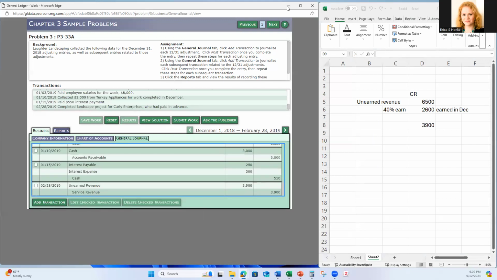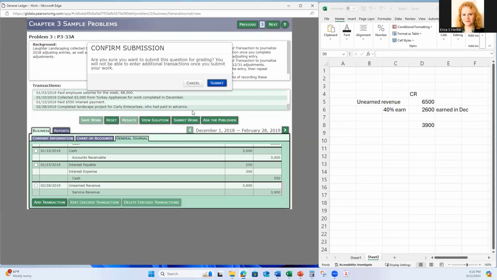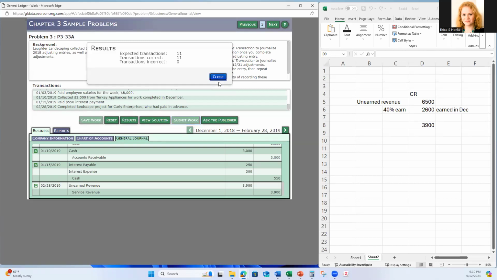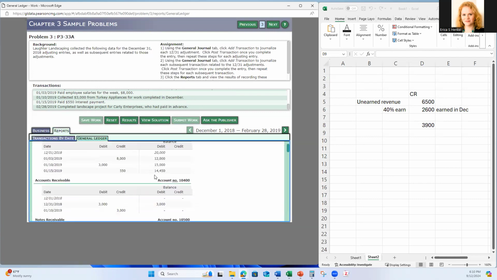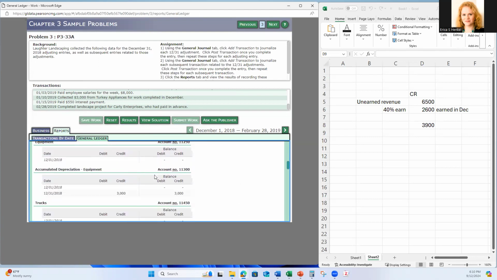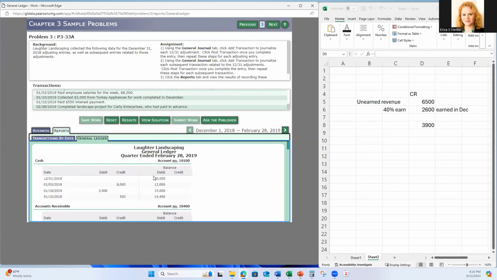And then we're going to go ahead and click submit work. And looks like we expected 11 transactions. We had 11 transactions correct, so we are good to go. And then now if we go out here and look at our general ledger, all of those items have been posted out to these accounts. So that is problem number 3. I'm going to go ahead and stop this video and just have this one problem on here, and then I'll do a separate video for the last 2 problems.